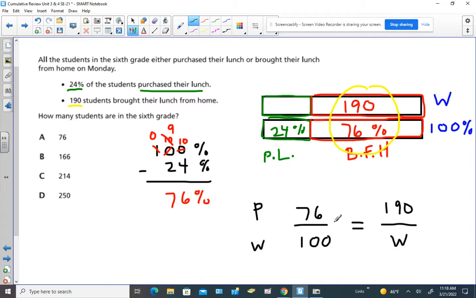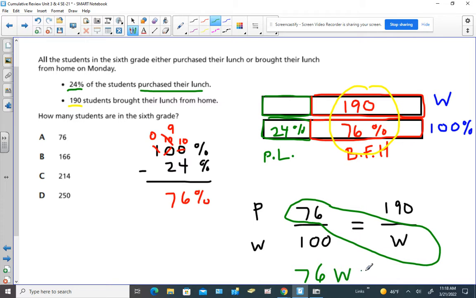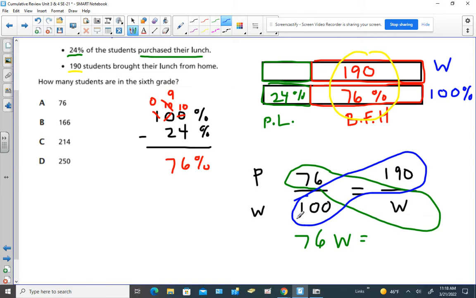Now, we could consider simplifying this. But if you're not in the mood to simplify it and you're lucky enough to have a calculator and you're allowed to use it, then you can go ahead and do 76 times W equals, and the other cross product would be 100 times 190. Now everybody should know what 1 times 190 should be. Wouldn't that be 190? And then you just have to put on the 2 zeros to your answer.